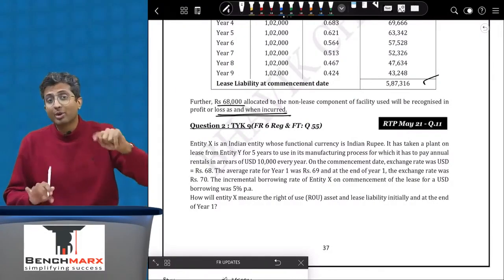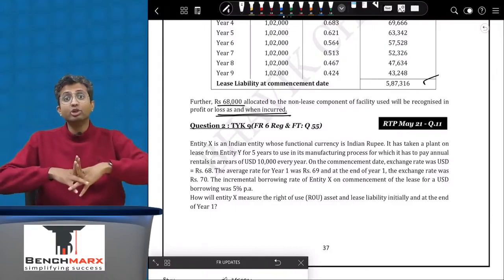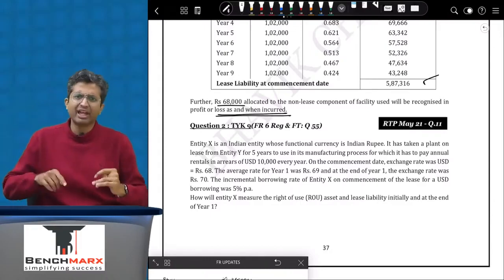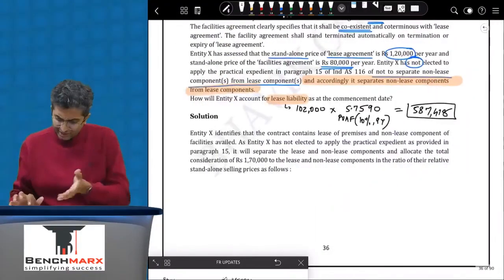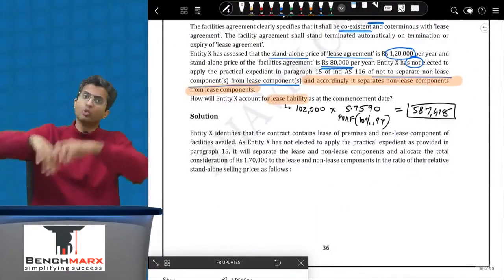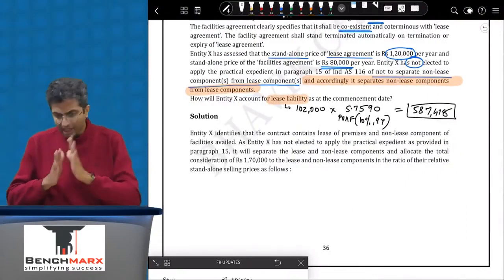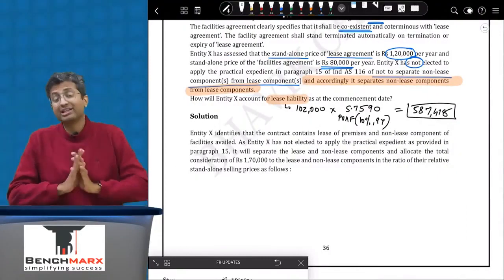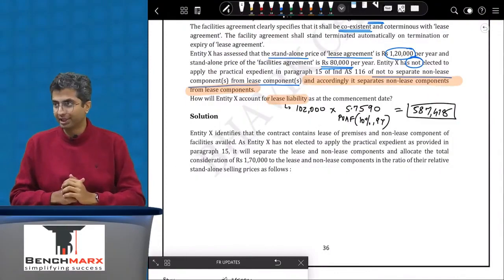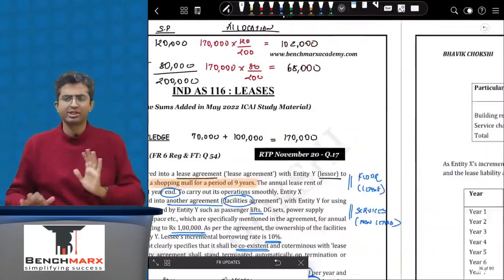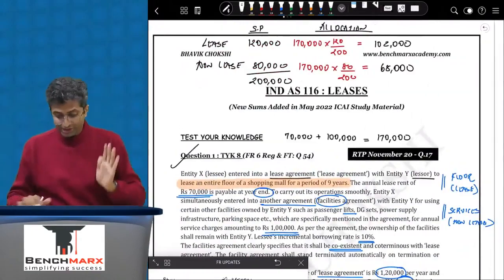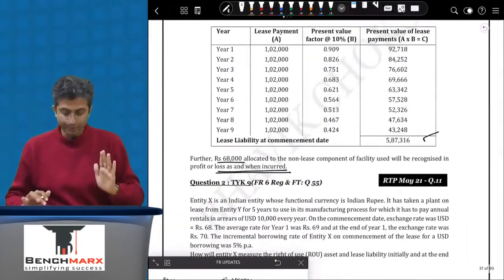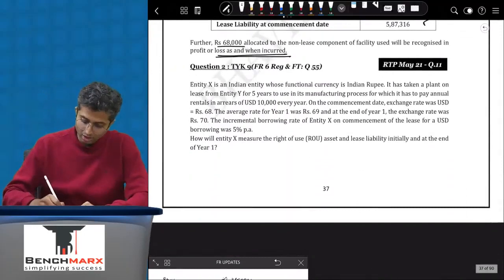Sir, what if the question had told us that we decide not to separate the lease and non-lease? Then we would have taken the entire 1,70,000 as the lease component, and 1,70,000 into 5.7590 will be recognized as the lease liability. There will be no separate non-lease component. That is if a choice is specifically taken. Sir, if nothing is given, we'll always assume that you will separate. No separation, the question has to specifically tell you. Okay. That is question number 1.